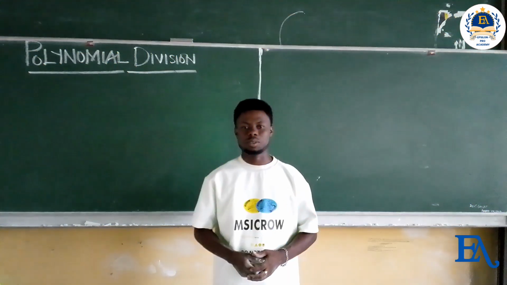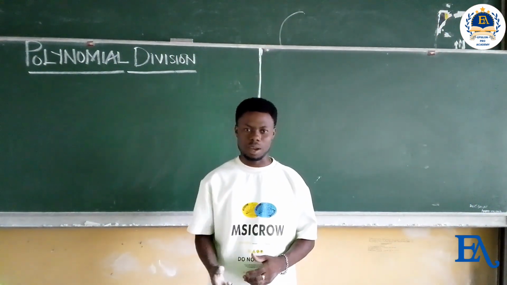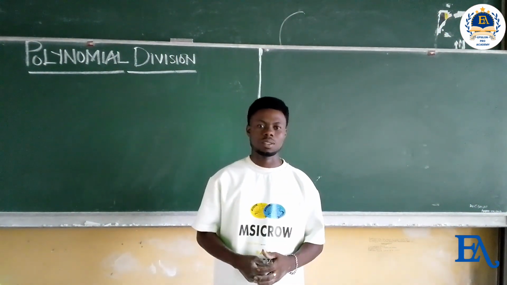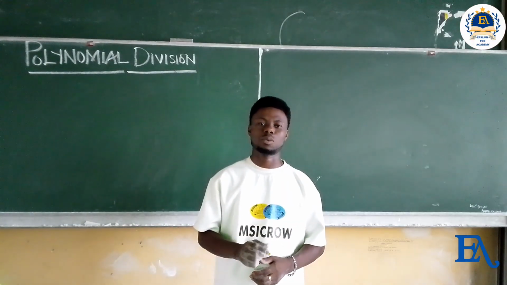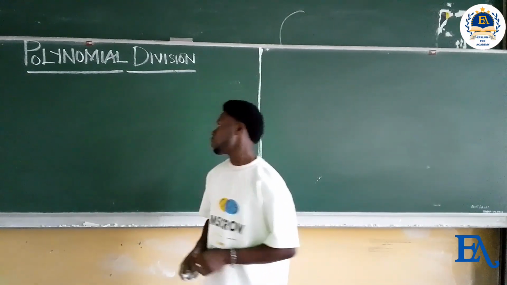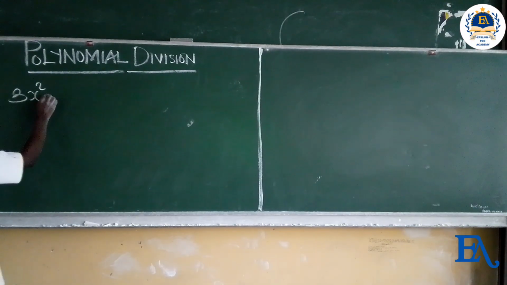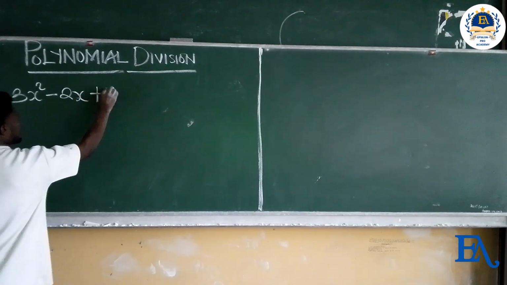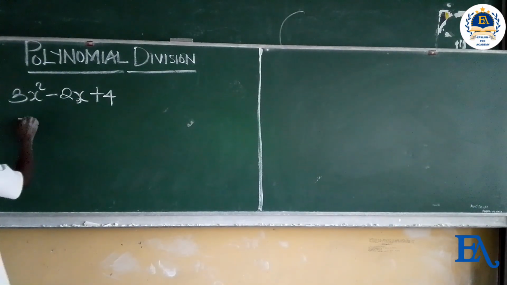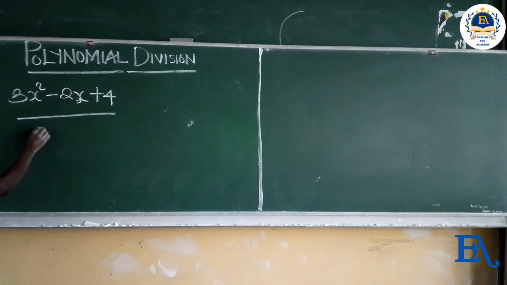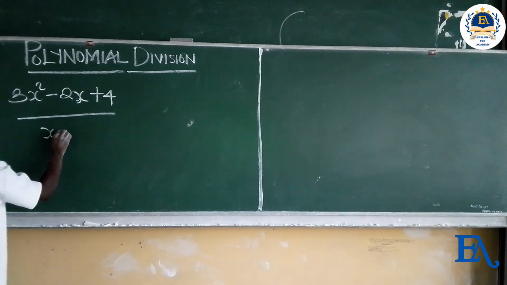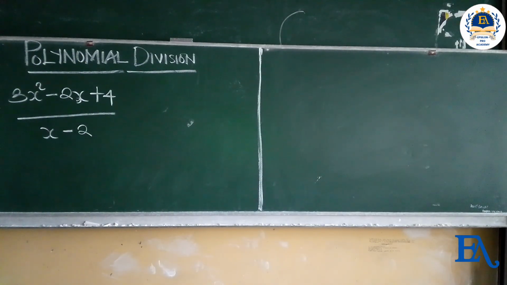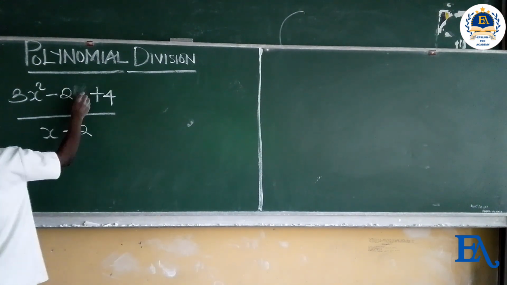So polynomial division is the process of dividing a polynomial by another polynomial, just like when we divide an ordinary number with a number. Example is 3x squared minus 2x plus 4 divided by x minus 2.